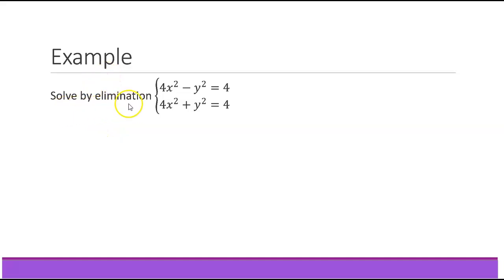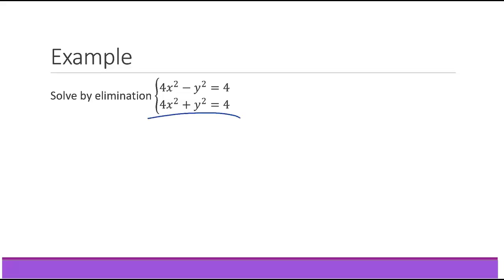In the next example, we're going to solve by elimination again. We have 4x squared minus y squared equals 4, and 4x squared plus y squared equals 4. Now this is set up perfectly for elimination. We have the same variables to the same exponents in both equations, but also we have two terms that are already opposites of one another: negative y squared and positive y squared. So we don't even have to multiply an equation or both equations by a coefficient to clear a particular variable. We can just add these two equations together.